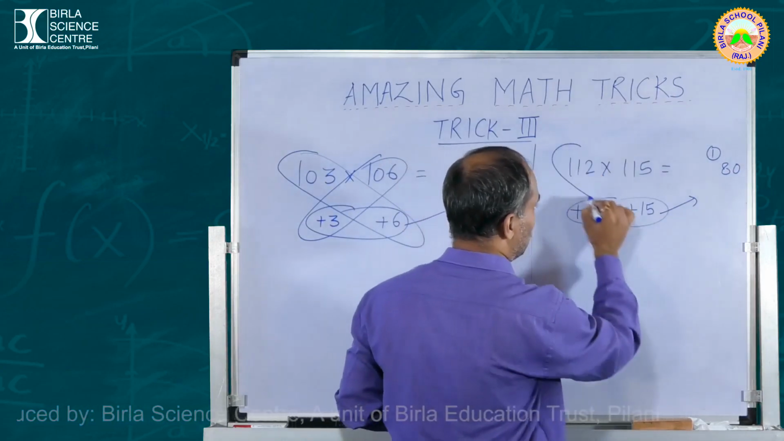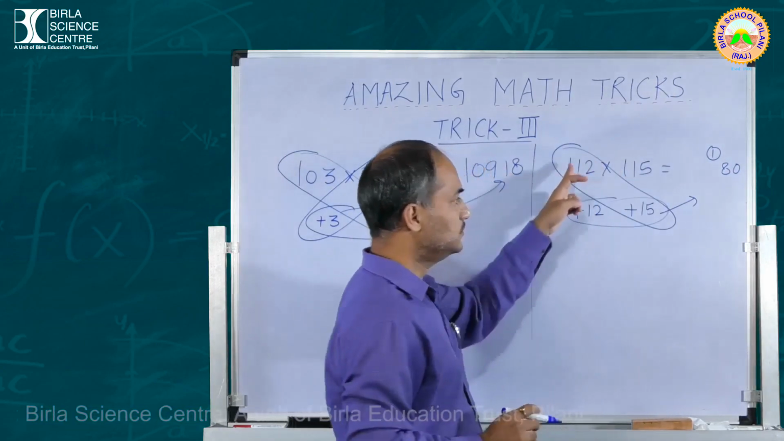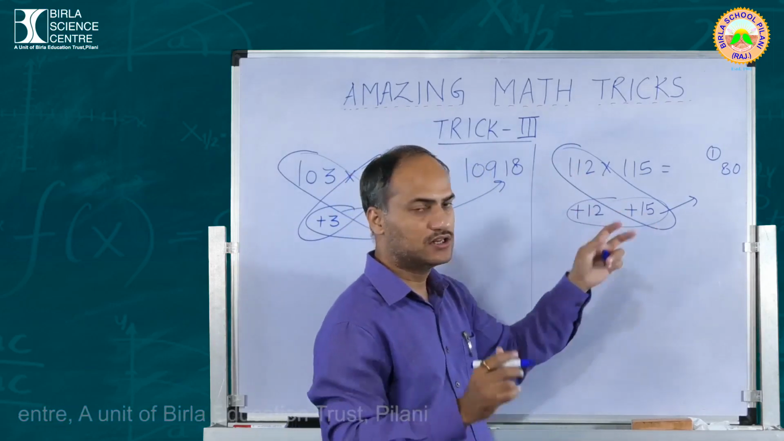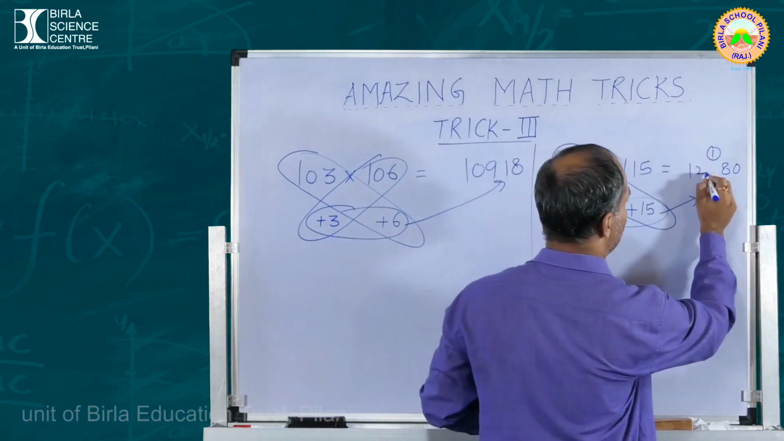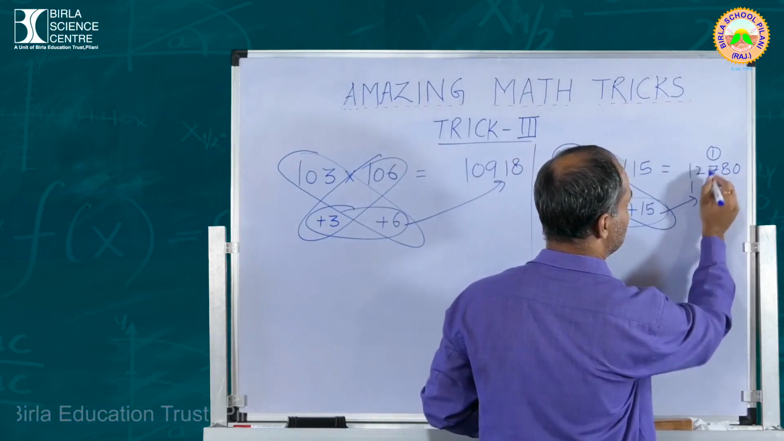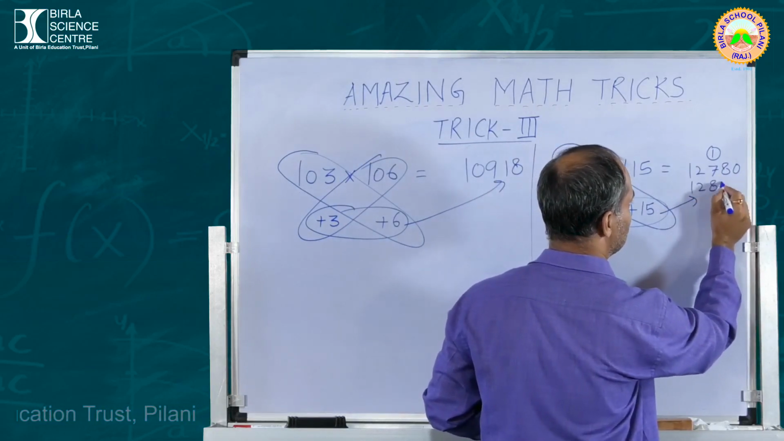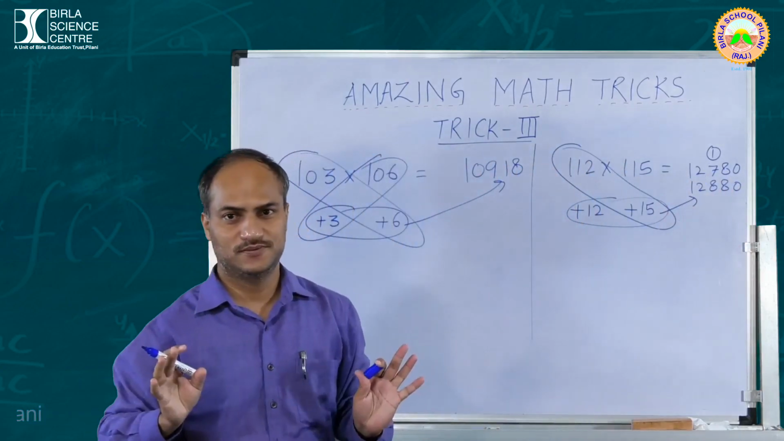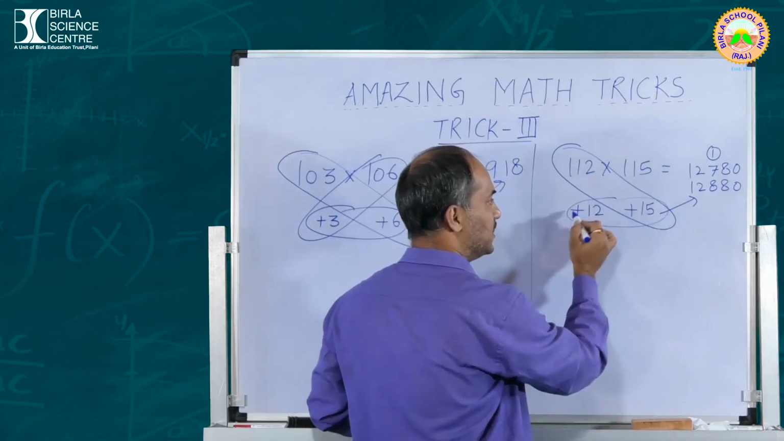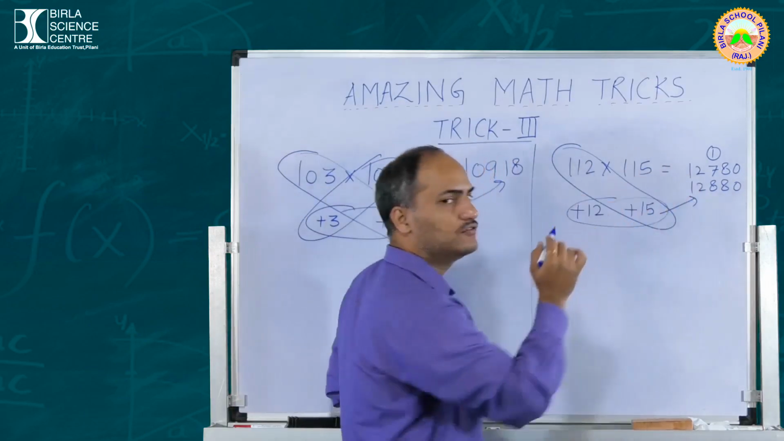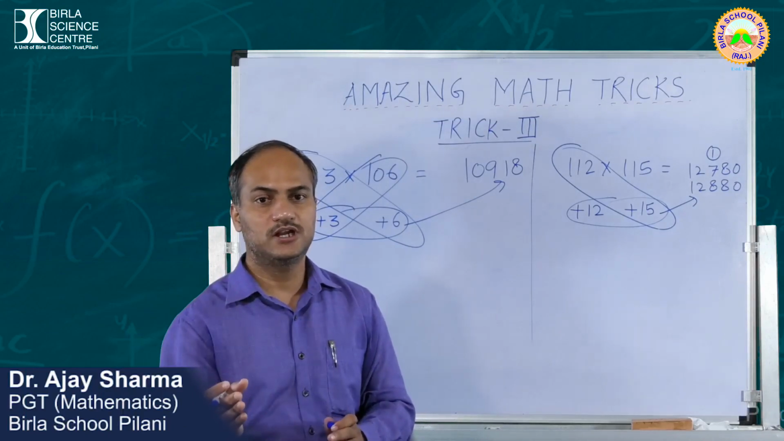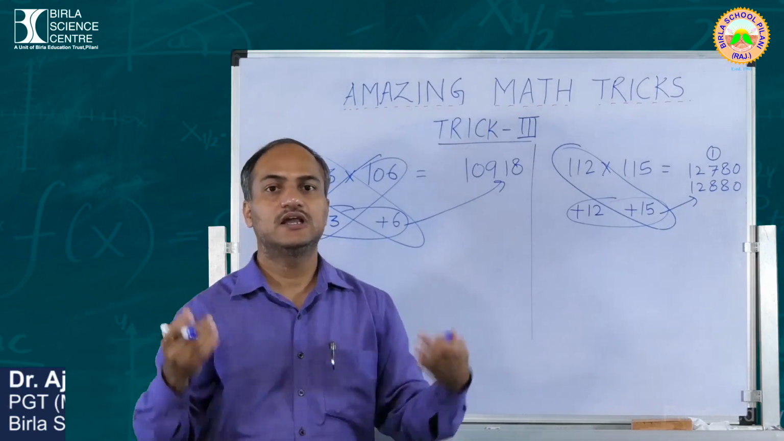Now, can we add these two? What is the addition of these two numbers? 112 plus 15, it means 127. So just add it. So 12880 will be the answer of these two numbers. Fine. If we add these two numbers, then also we get 127. Fine. Now let us take the different possibility when both numbers are less than 100.